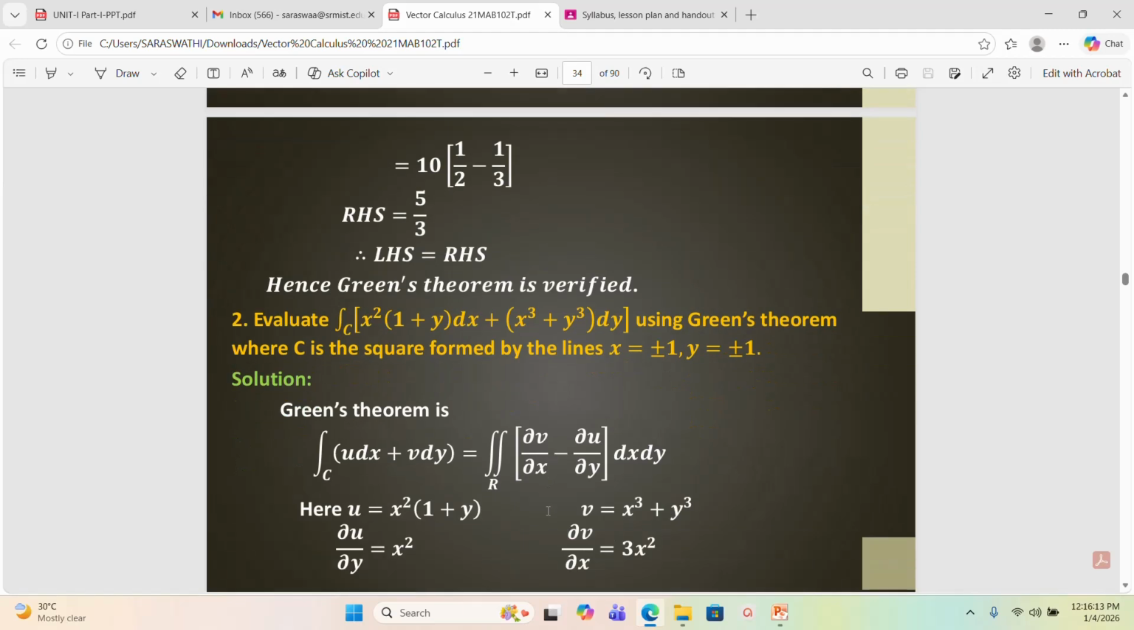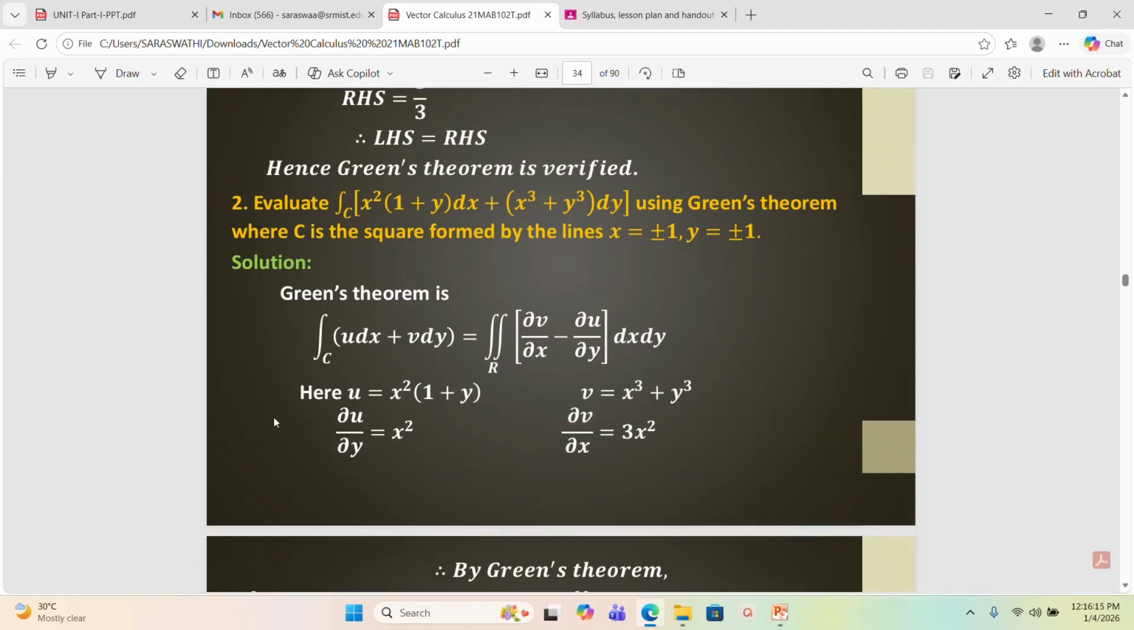Next is the next question. Evaluate using Green's theorem, where C is the square formed by the lines x is equal to plus or minus 1, y equal to plus or minus 1. So now as per the formula for the Green's theorem, integral over C u into dx plus v into dy is equal to double integral over R dou v by dou x minus dou u by dou y into dx dy. So now first of all, we can identify the coefficient of dx is equal to u and the coefficient of dy is equal to v.